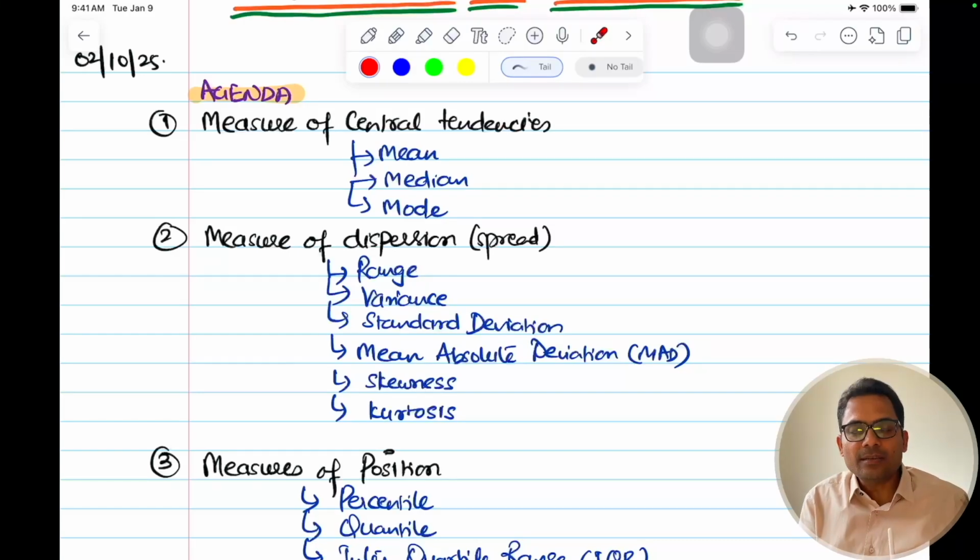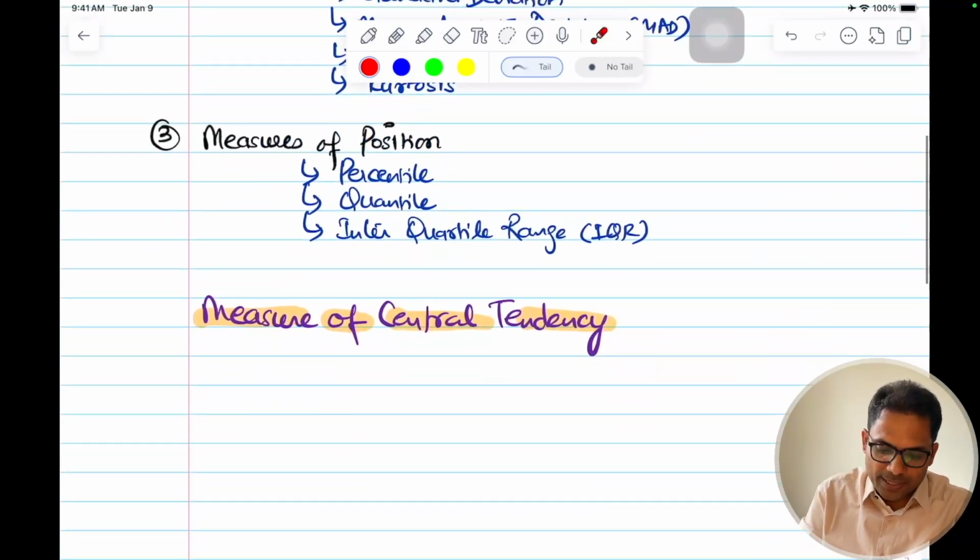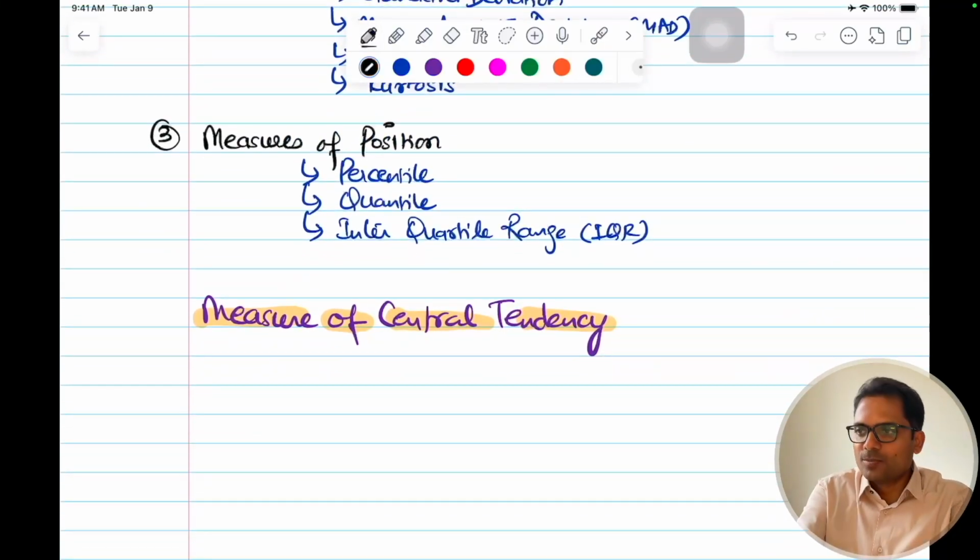can be taken as the representative of the complete data set. That's what measure of central tendency means. Okay, let me write it down. So measure of central tendency: out of the multiple data points, a single statistical data point will give me one value that is representative.